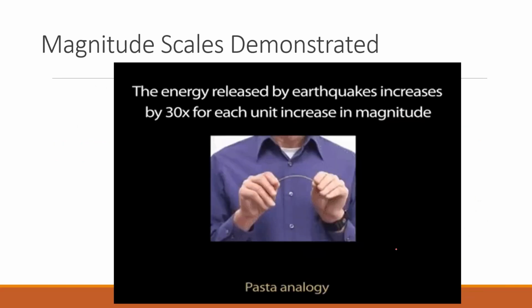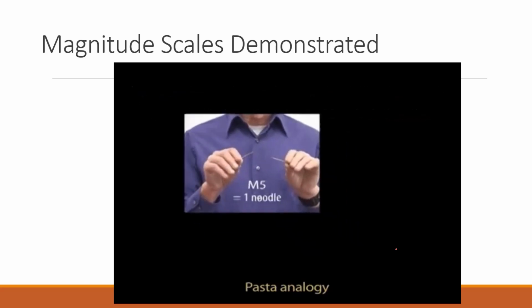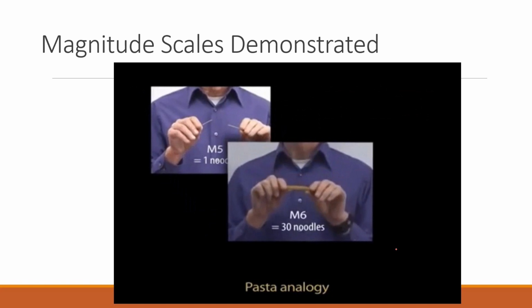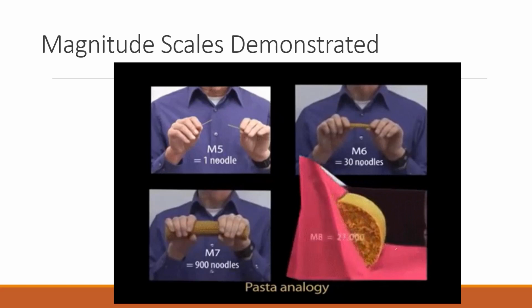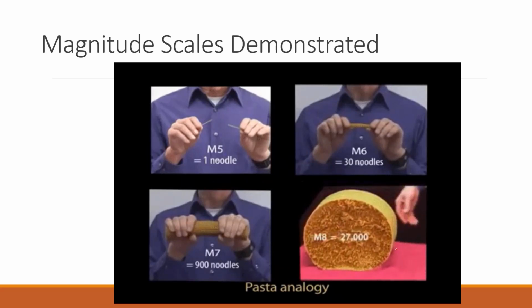So I want to now show you a demonstration about this logarithmic thing. This is looking at energy released by the earthquakes. We're going to go from a small earthquake to a big earthquake by looking at how many pieces of pasta we're breaking and how easy it is to break. So this is using 30 times. It's actually 32 times. A magnitude 5 would be 1 noodle. A magnitude 6 would be 30 noodles because it's 30 times. A magnitude 7 would be 900 noodles. A magnitude 8 would be 27,000 noodles. So a magnitude 8 is more than 27,000 times more energy than a magnitude 5.